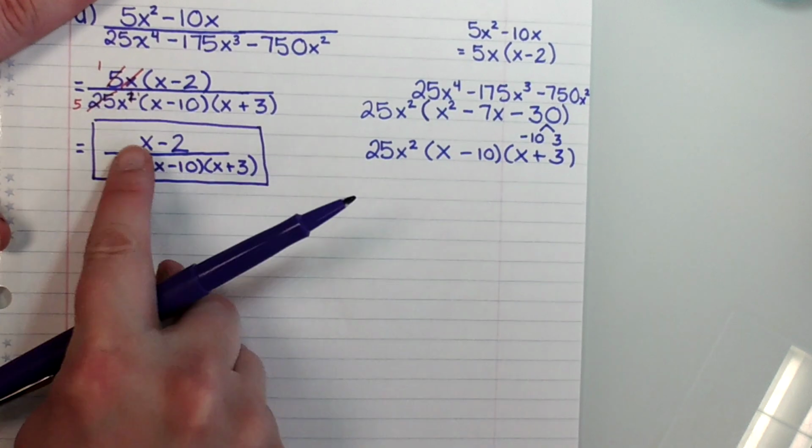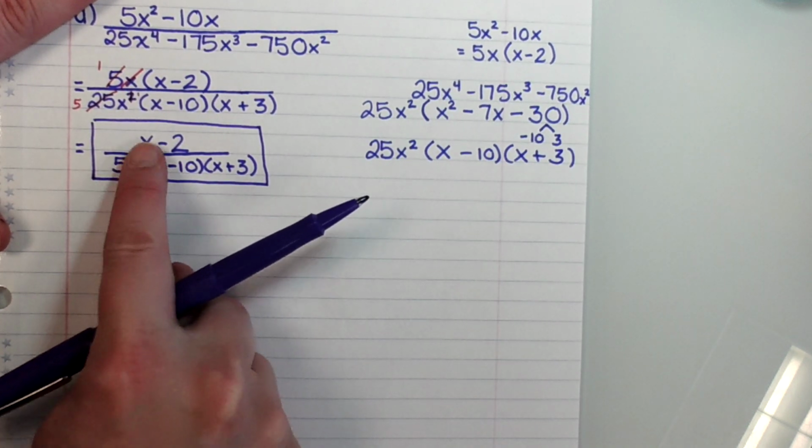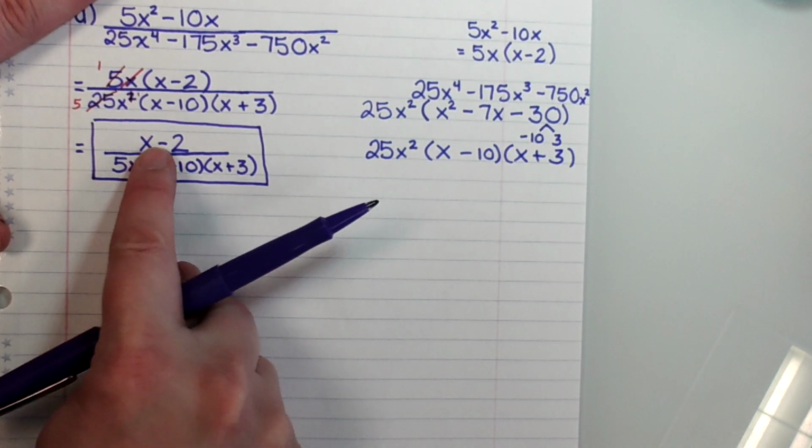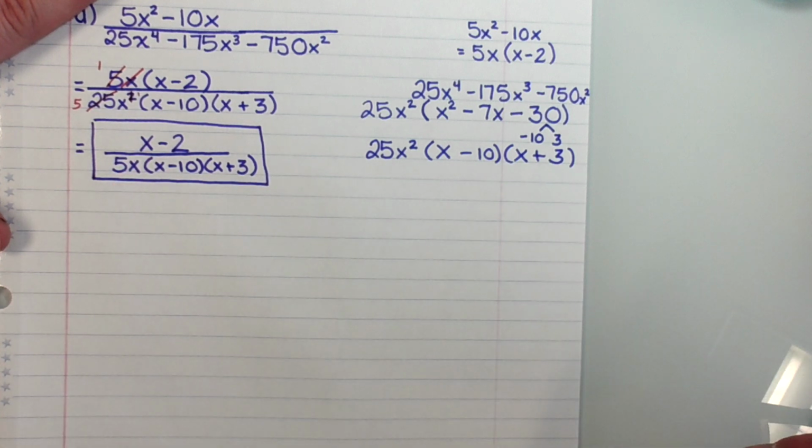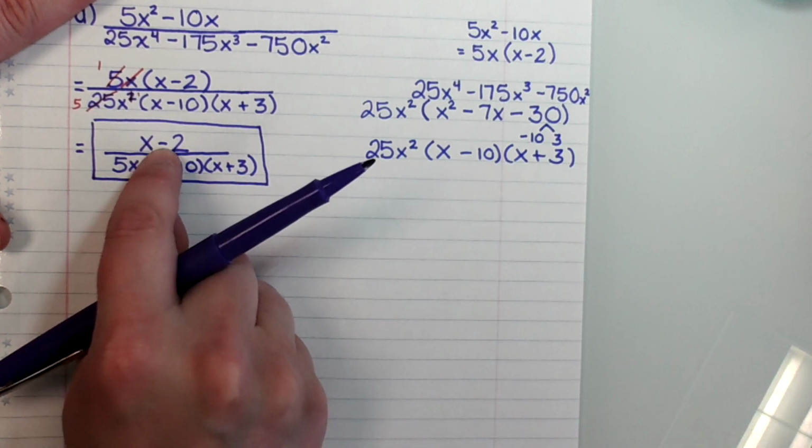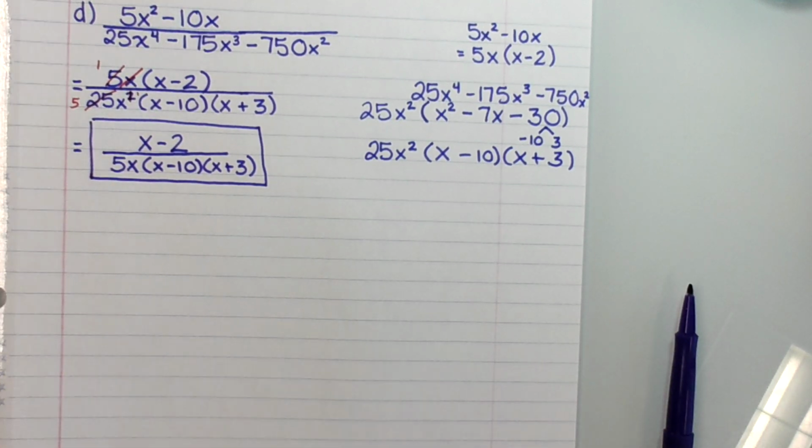Do not cancel out these x's. Why can I not cross off this x in the top? Because the minus. Technically, there are still parentheses hanging out right here, holding that x minus 2 together. You cannot cross it off unless there's an x minus 2 on the bottom, which there is not. What's the only other thing I have to do on this problem? Excluded values.